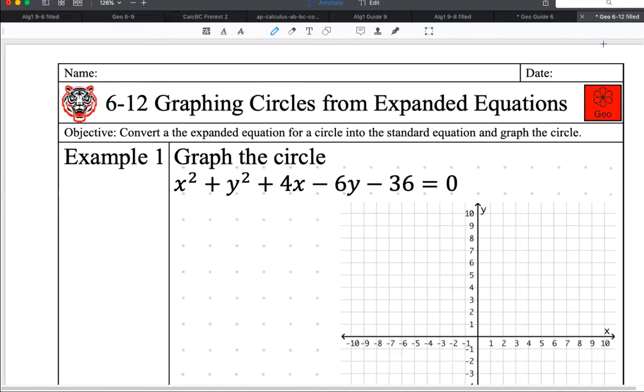Today's date is Tuesday, March 24th, 3/24.